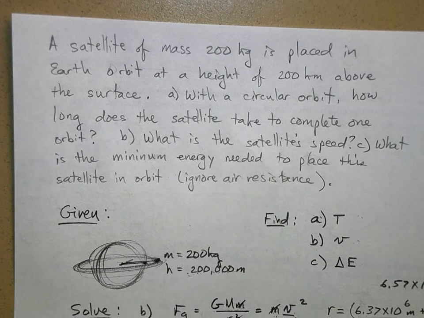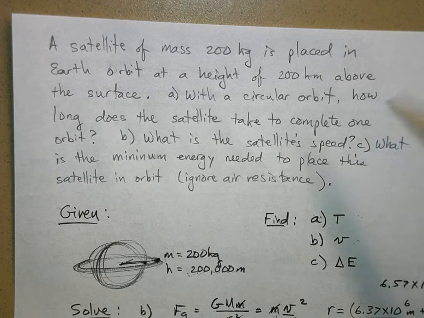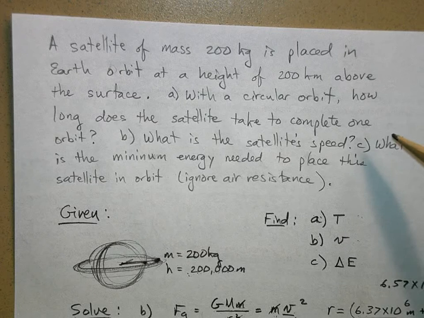A satellite of mass 200 kilograms is placed in Earth orbit at a height of 200 kilometers above the surface. With the circular orbit, how long does the satellite take to complete one orbit? What is the satellite's speed?